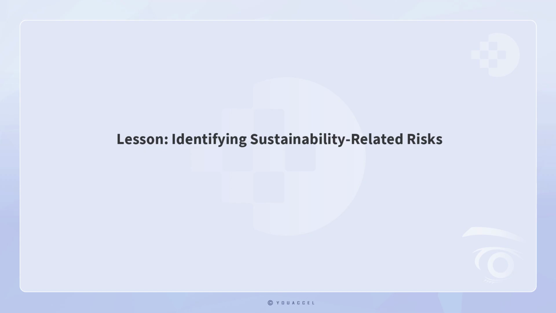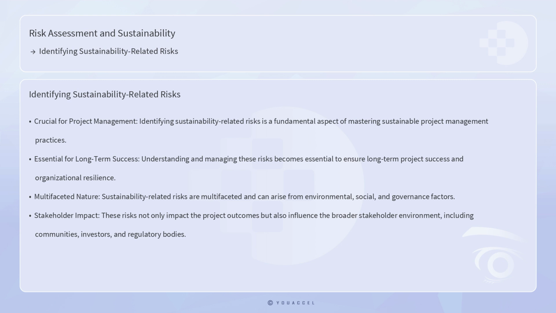Lesson: Identifying Sustainability-Related Risks. Identifying sustainability-related risks is a fundamental aspect of mastering sustainable project management practices. As organizations increasingly integrate sustainability into their core strategies, understanding and managing these risks becomes essential to ensure long-term project success and organizational resilience. Sustainability-related risks are multifaceted and can arise from environmental, social, and governance factors.